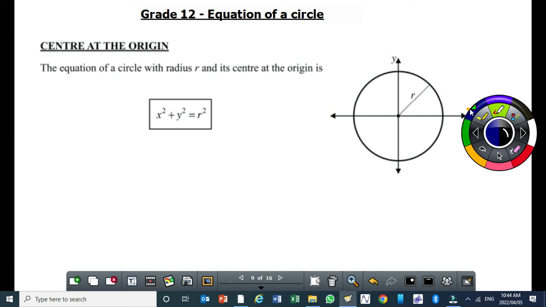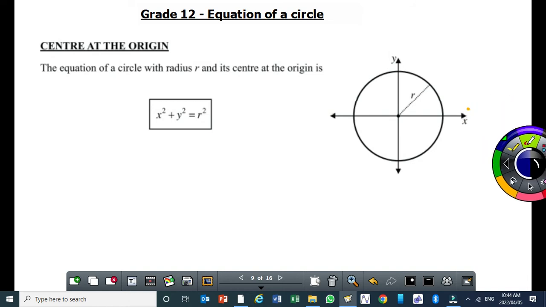All right. So we have got two cases. The first case is when the center is at the origin. So your diagram will look like this. Now, if you want to know the equation of a circle, it's going to be the theorem of Pythagoras. If you have got a center which is at the origin, like in this case, the center will be there.